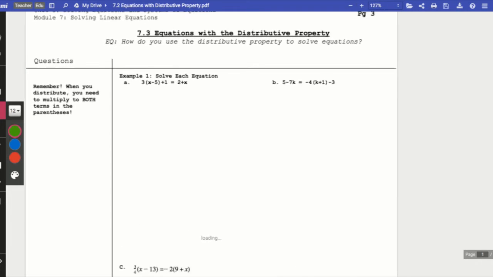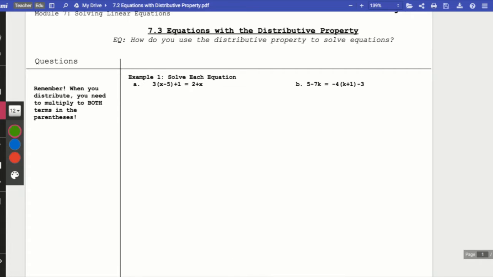I'm going to zoom in a little bit so we can see better. If we just jump into an example, I have 3 times the quantity x minus 5, plus 1, equals 2 plus x. Using the distributive property means that wherever you see parentheses with a number on the outside, you multiply that number into the parentheses. We have done this before when we did point slope form, and even when we did the mega distributive property to eliminate rational numbers. So you know how to do this. We're just formally doing it now in a multi-step equation.